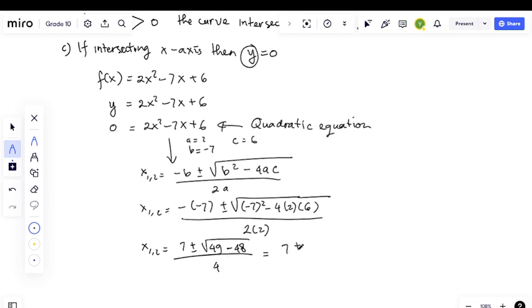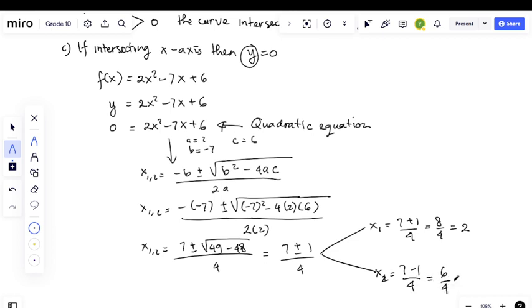So it's 7 plus minus 1 over 4. Mr., why is it not the square root of 1? Yeah, it is the square root of 1, but since the square root of 1 is 1 itself, jadi Mr. sudah langsung nggak tulis, ya. So we got x1 is 7 plus 1 over 4, and that is 8 over 4, and it's 2.